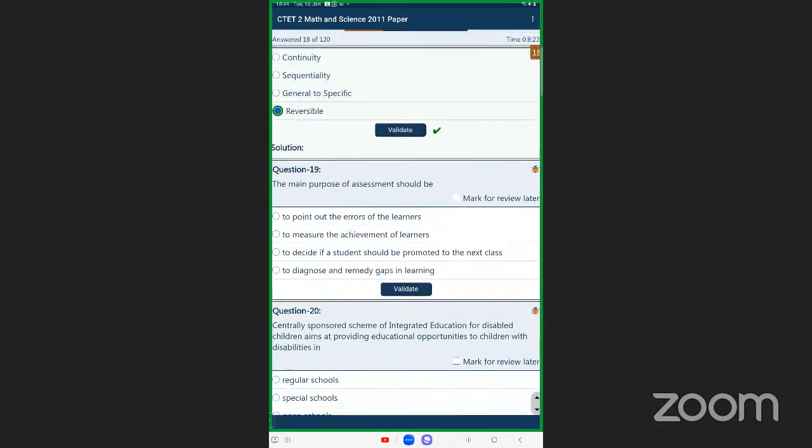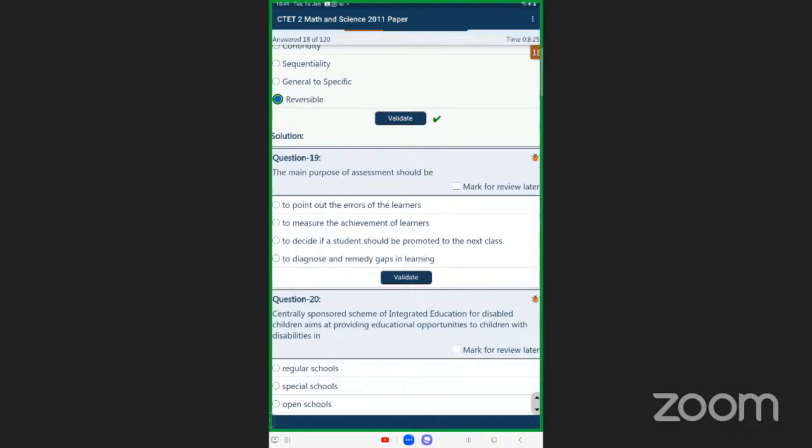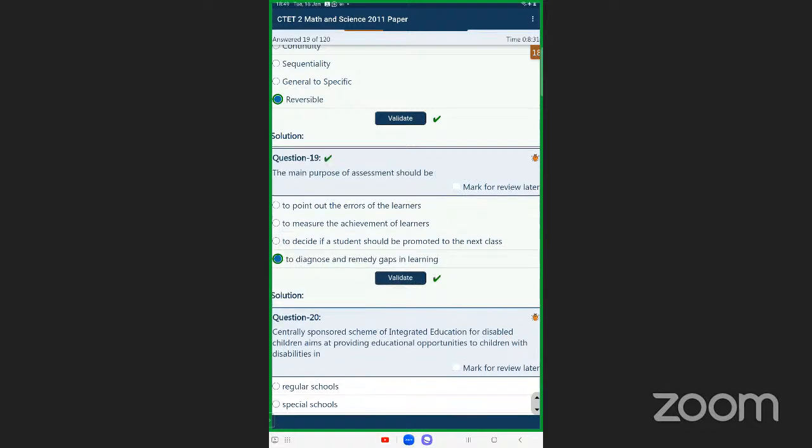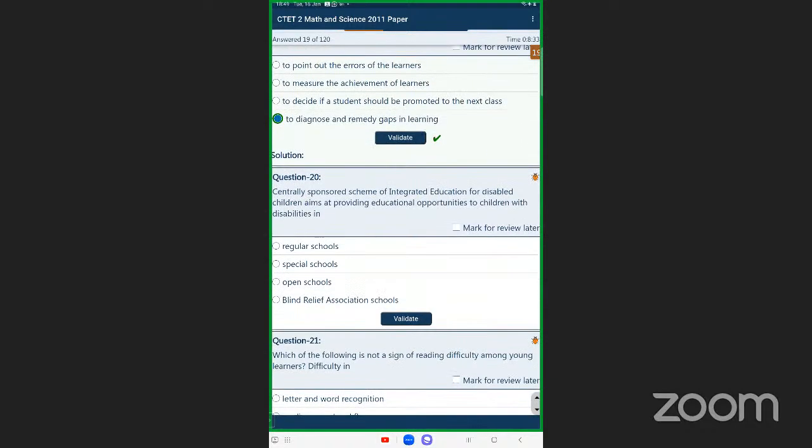The main purpose of assessment in school, student. What is the main purpose of assessment in a school? To diagnose and remedy gaps in learning. Question number 20, you see, student. Question number 20, what can it be?